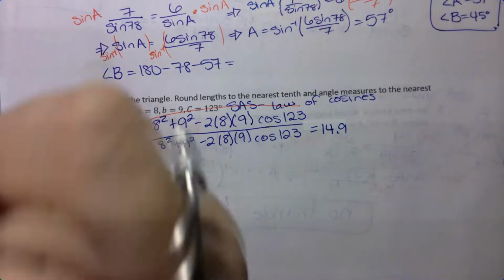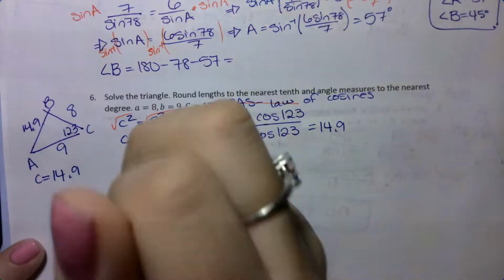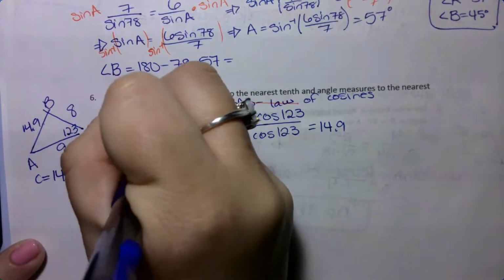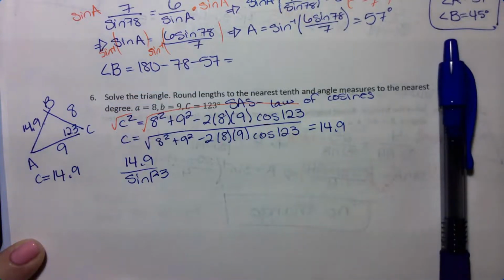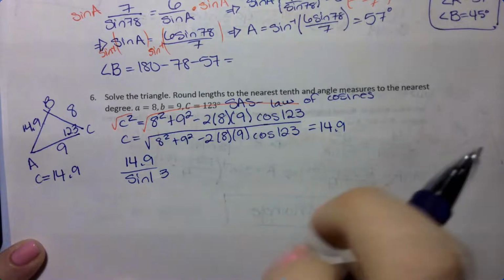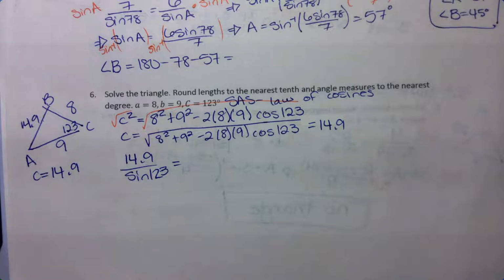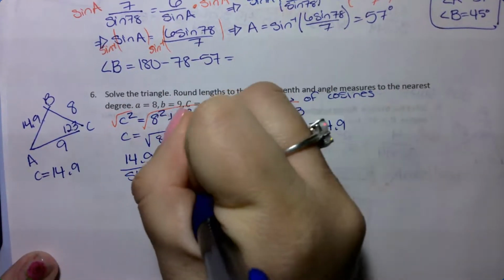So now that I have a pair of an angle and a side, what I want to do is use the law of sines. So I'm going to set it up with the side and angle I know. I have 14.9 over sine of 123. And then I need to find the shorter side length when I was given side angle side. So my shorter side length went with 8. So I'm going to find my angle for A first.